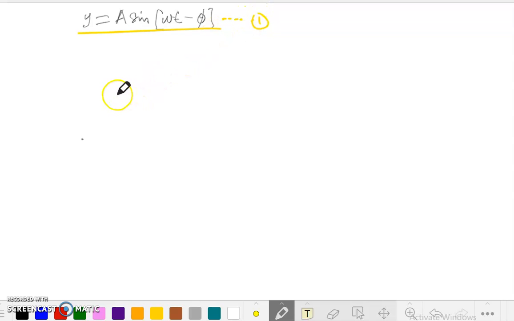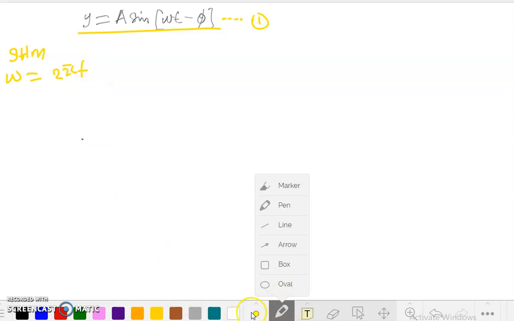If this is equation 1, you can recall from simple harmonic motion that omega is nothing but 2 pi f. This is omega, and we know also that phi, which is the phase angle, is nothing but 2 pi x over lambda. So we have to replace this in this given equation.